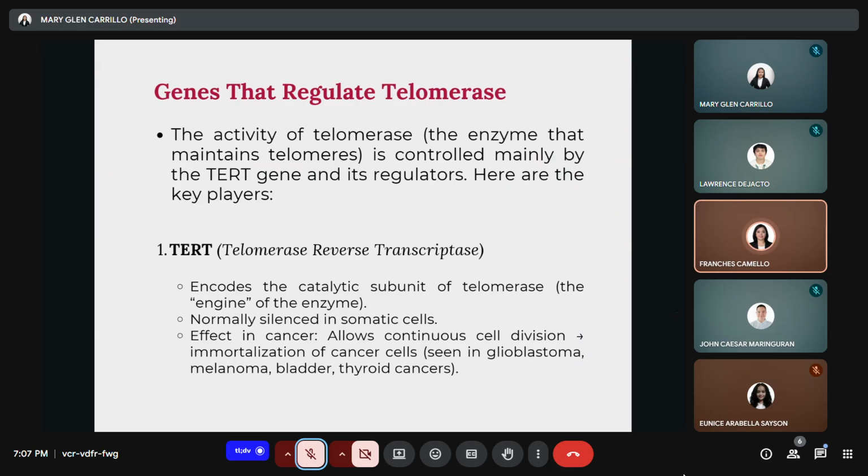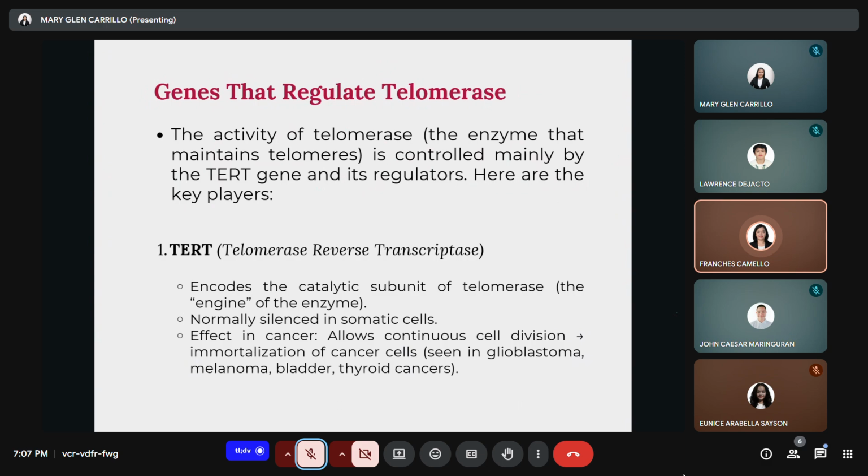Sorry for that. So, moving forward, let's dig deep in detail into the genes that regulate telomerase and how telomerase affects cancer progression. Let's dig into the genes and proteins that directly regulate telomerase. First, we have the TERT. This is the one I've constantly mentioned earlier.